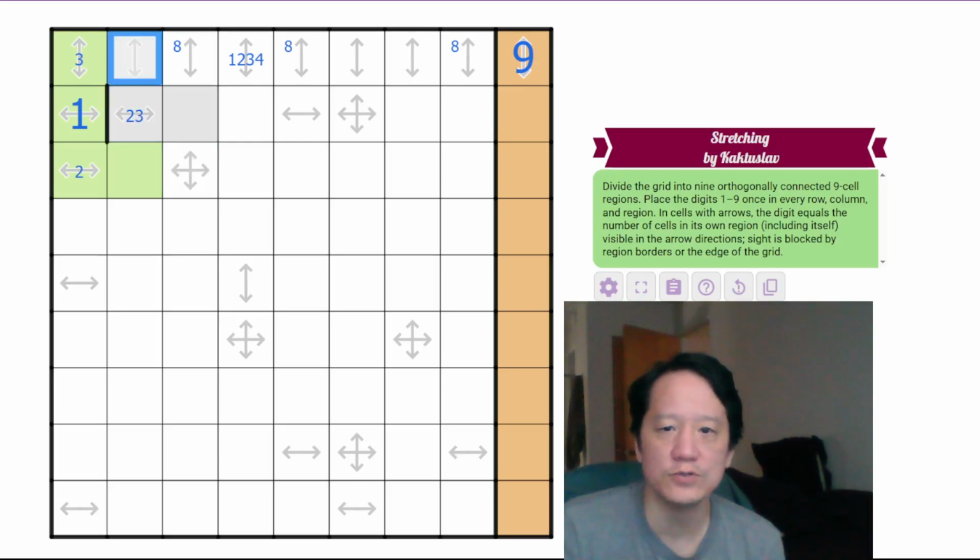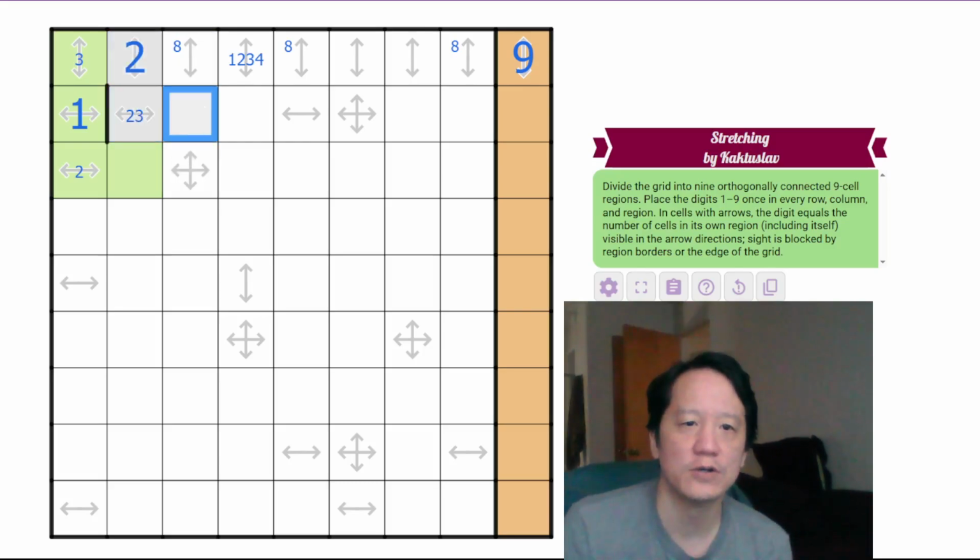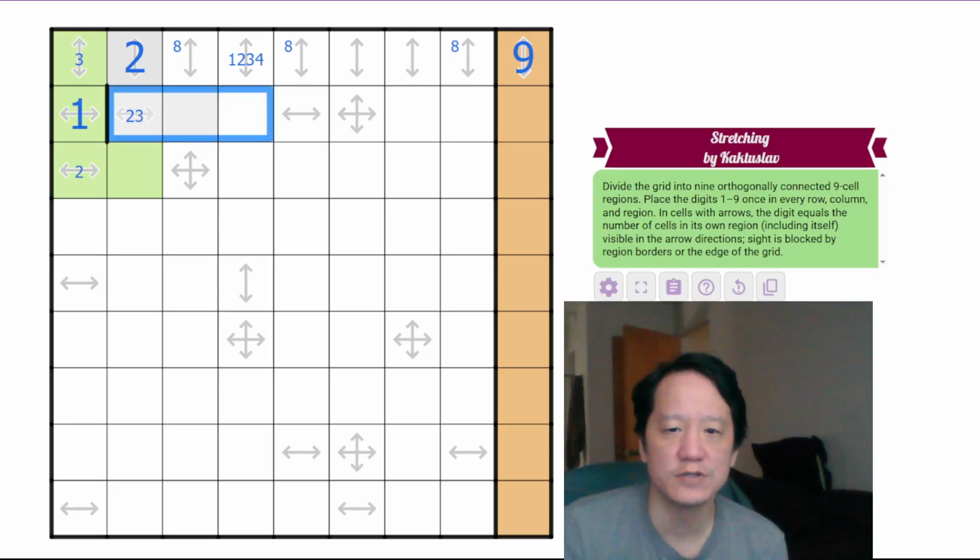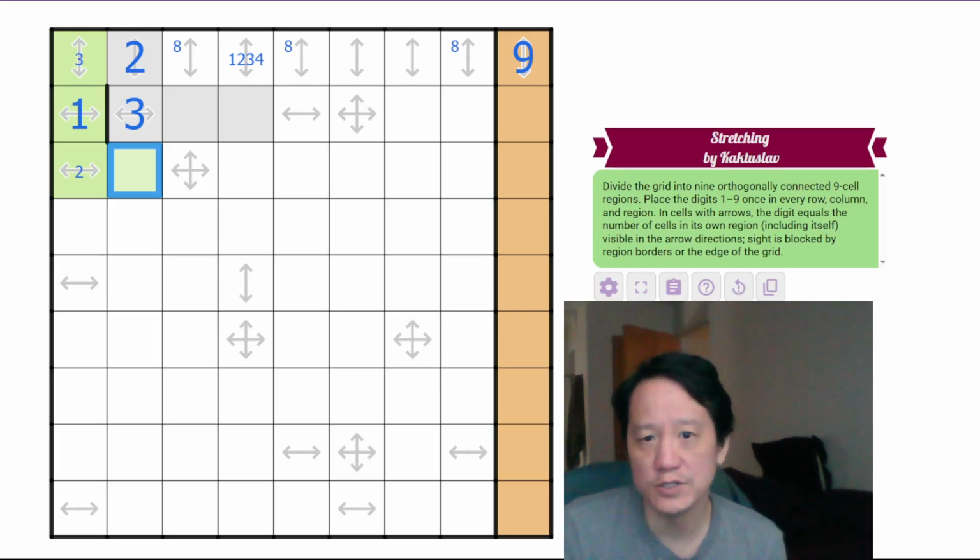Okay, so this sees 2 cells. So this has to be 2 here. This must be 3 cells here, because this can't be 2. So this is 3 in the same region there.